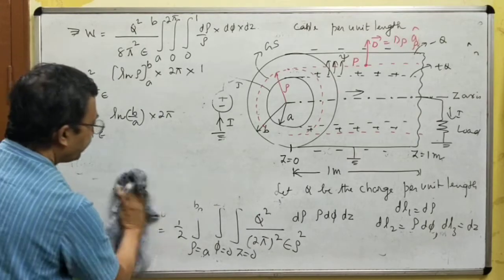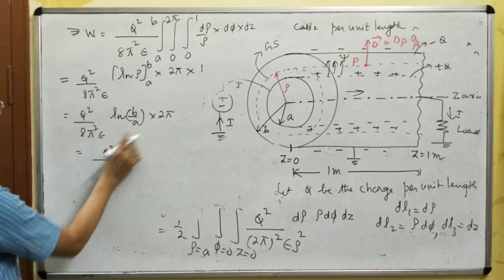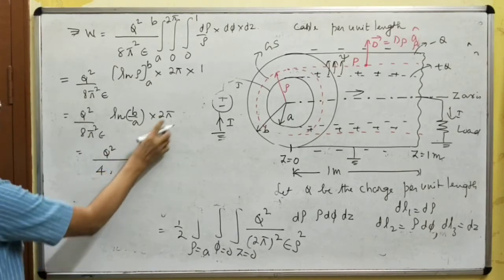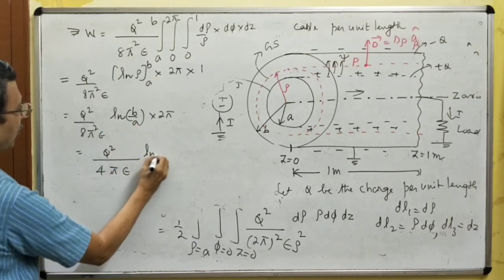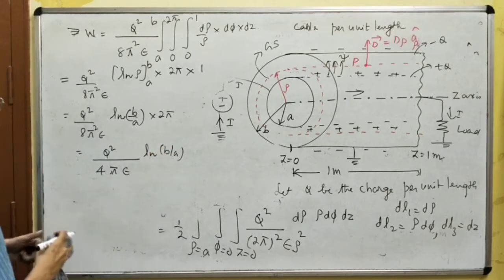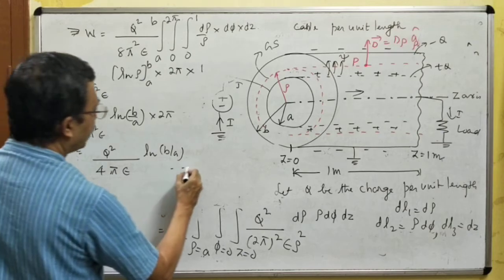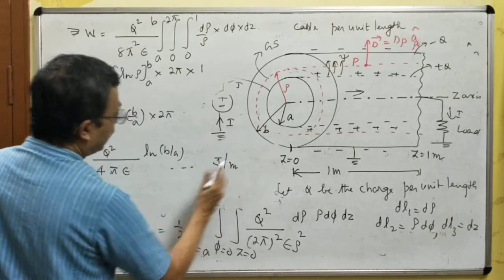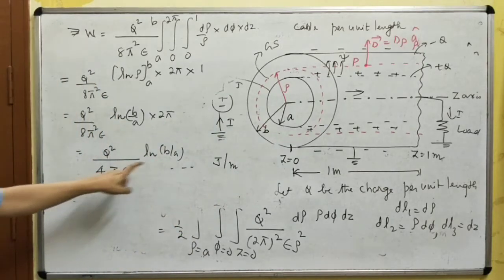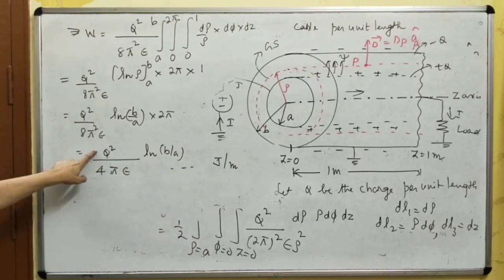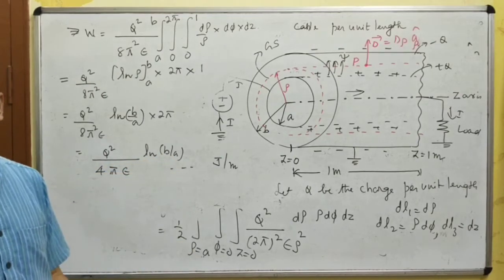So this becomes Q square divided by, 2 pi by 8 pi square is 1 by 4 pi. Pi cancels out, so you get 4 pi epsilon, natural logarithm of b by a. What is the unit of this? Joules per meter. It means 1 meter length of the cable has this much energy stored. Therefore the unit is joules per meter. Q square by 4 pi epsilon natural logarithm of b by a. This is the answer. Thank you.